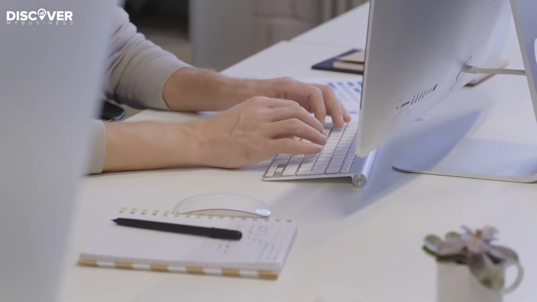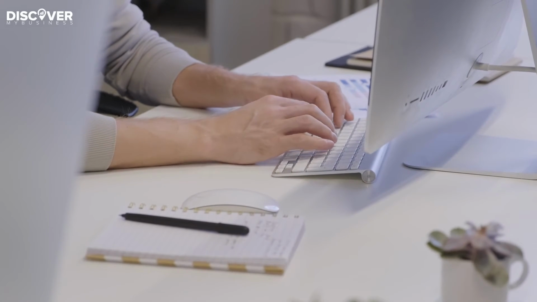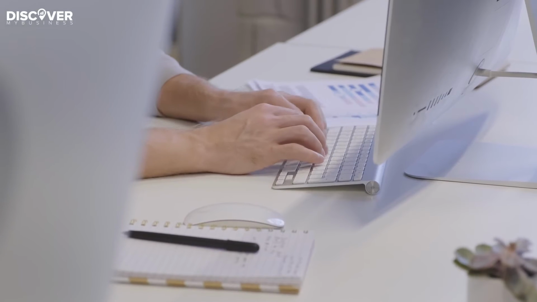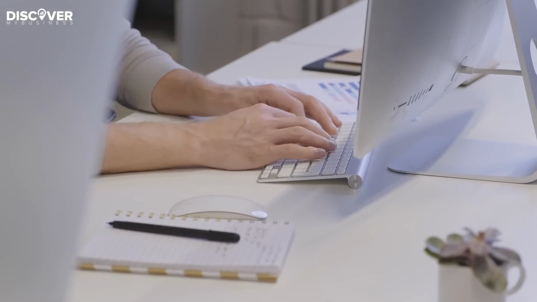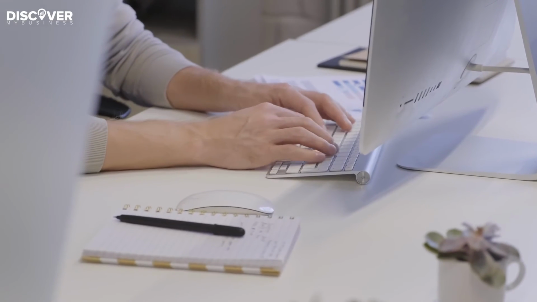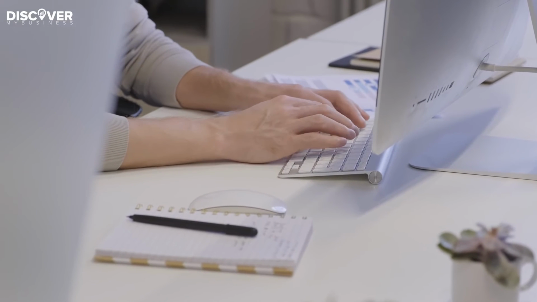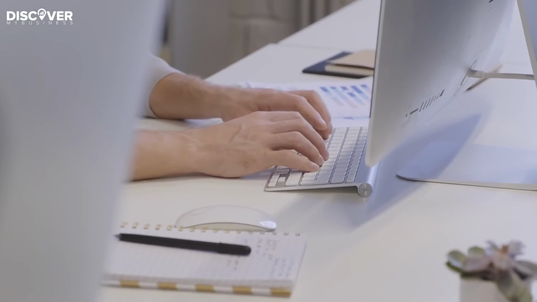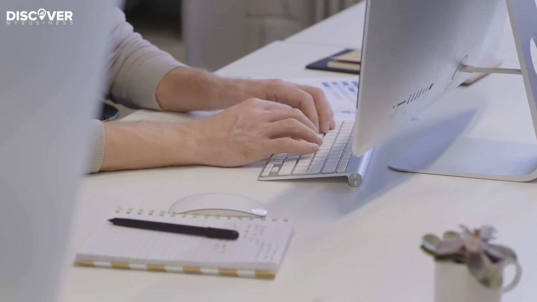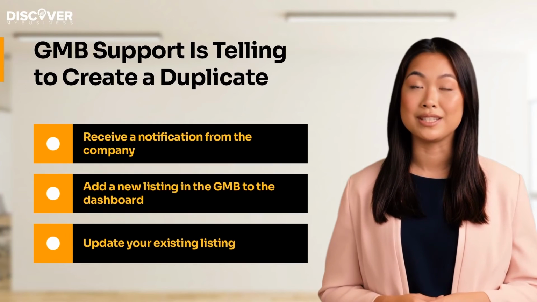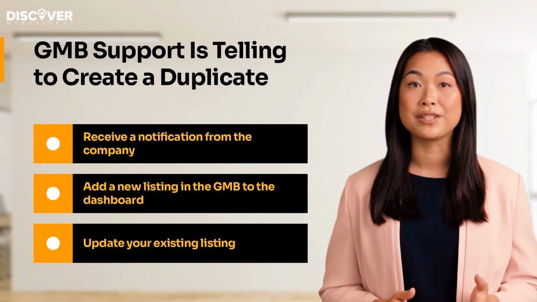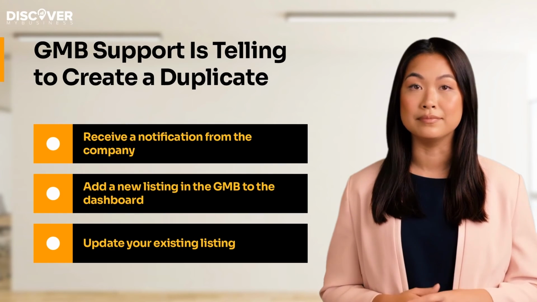This is a bit confusing, as it implies that Google wants to make a new listing for you. In reality, it doesn't. Instead, it wants you to update your existing listing. To do this, add a new listing in the Google My Business dashboard. After completing the verification process, you'll be prompted to update your existing listing. This method ensures that the original listing is maintained instead of making a duplicate. This ensures that you get the original listing.